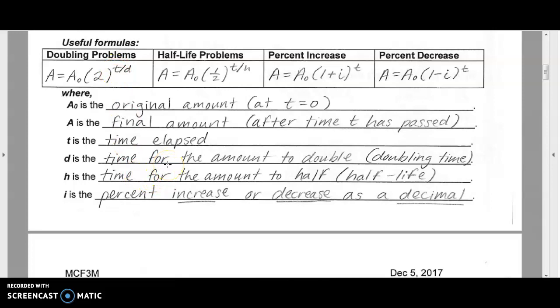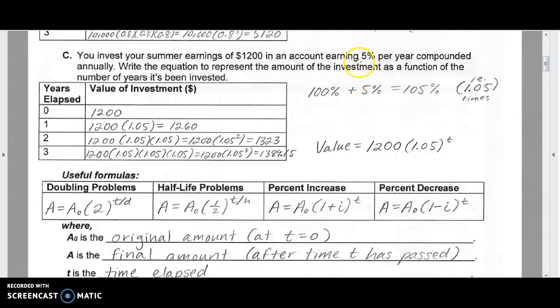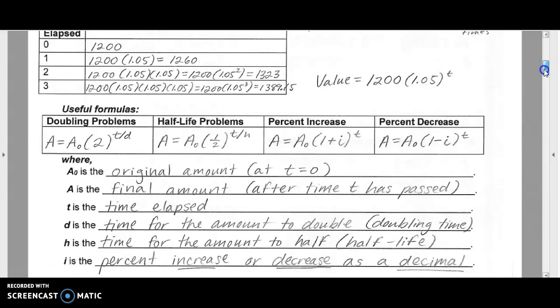D is the time for the amount to double, the doubling time, and the question would tell you that. H is the half-life. So if it's a doubling time question, you'll be given the doubling time. If it's a half-life question, you'll be given the half-life. And I, which you see here in percent increase and decrease, is the percent. Remember to always convert that percent to a decimal when you're plugging it in. So in our percent increase example up here, it was a 5% increase, so you convert that to 0.05. 1 plus 0.05 gives us the 1.05 that we're multiplying by. Those are the 4 formulas you're going to use for any of these questions.